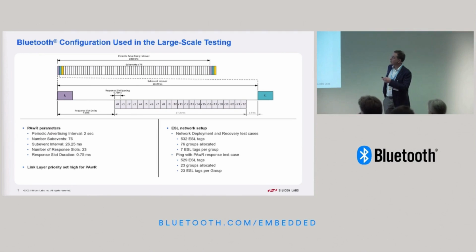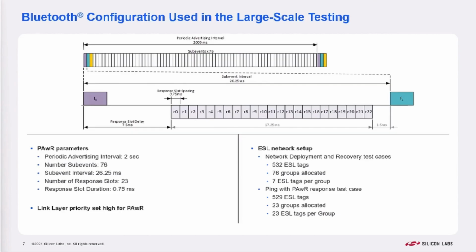Those sub-events will actually fit in on this 2000 milliseconds advertisement interval. And then there are a couple of things when you look inside the sub-event. First, you get this kind of TX signal from the access point. There is a response slot delay.